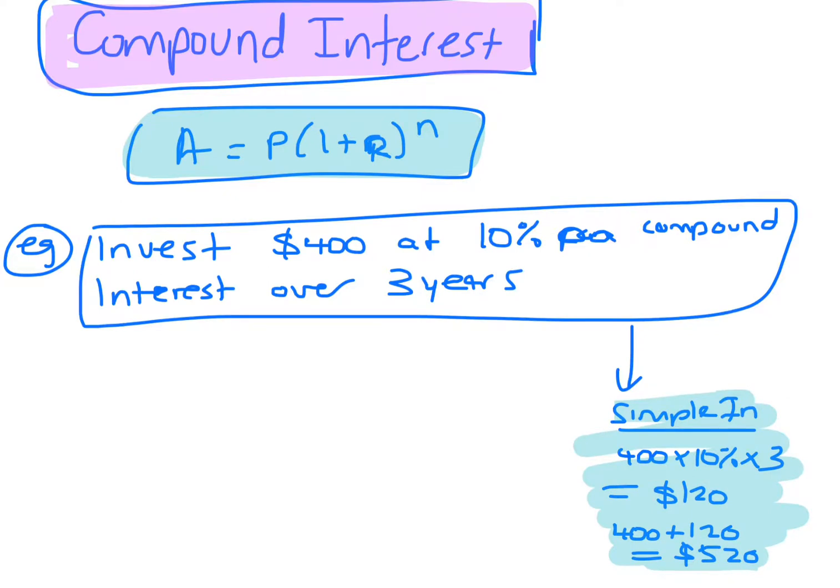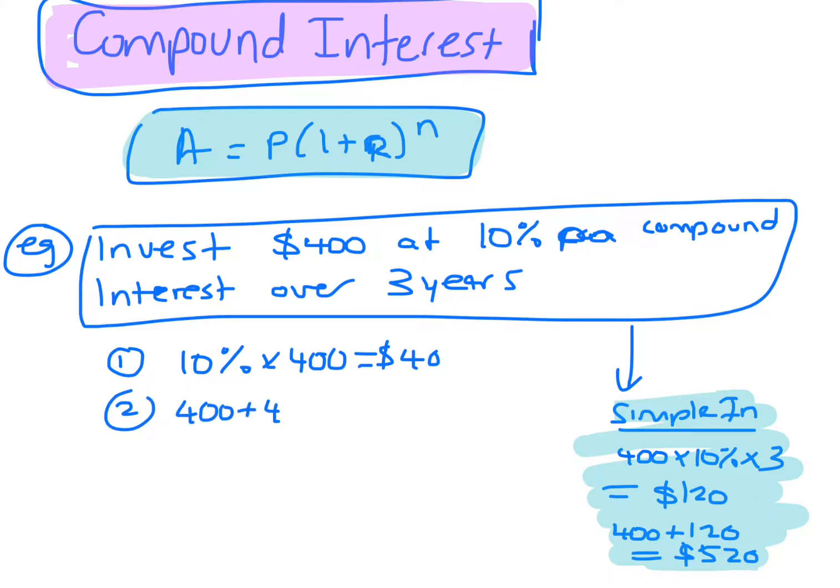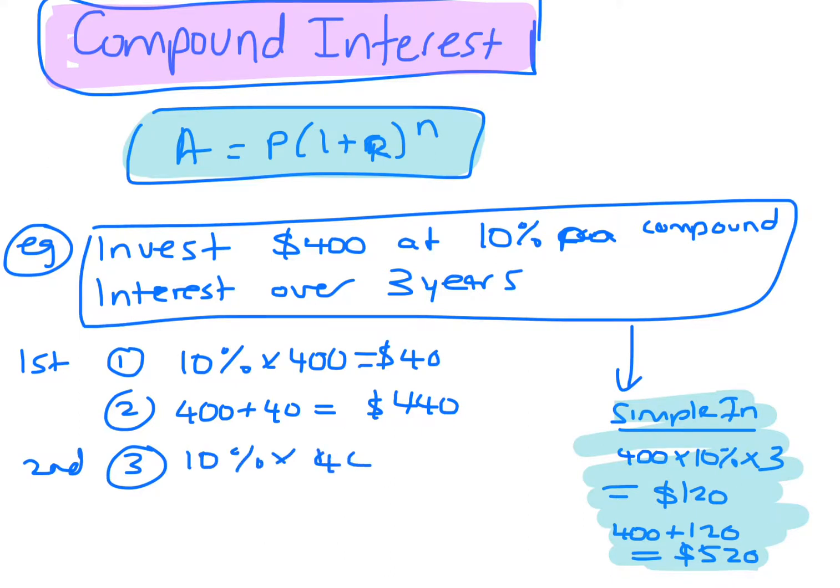Now, using compound interest, I'm going to do it from scratch, and then I'm going to show you with the formula. So you do 10% times the 400. Put that in your calculator: 10% of 400, you get $40. Then I add the 40 onto the 400, and I get $440. That's the first year. Now in the second year, I find 10% of my already increased amount. So it's no longer on the 400, it's on the increased amount.